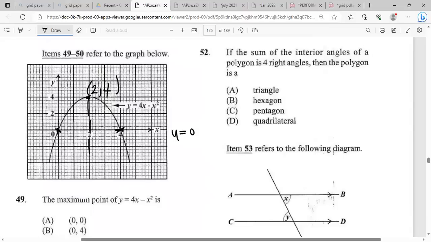52. If the sum of the interior angles of a polygon is 4 right angles, then the polygon is a quadrilateral. Could be a rectangle, could be a square. If the sum is 360 degrees, I'm going to go with quadrilateral.